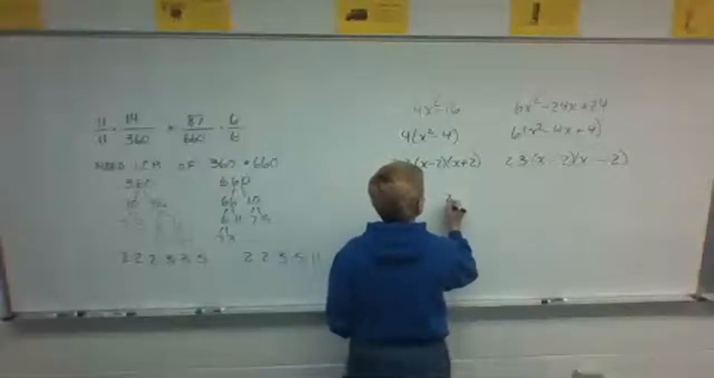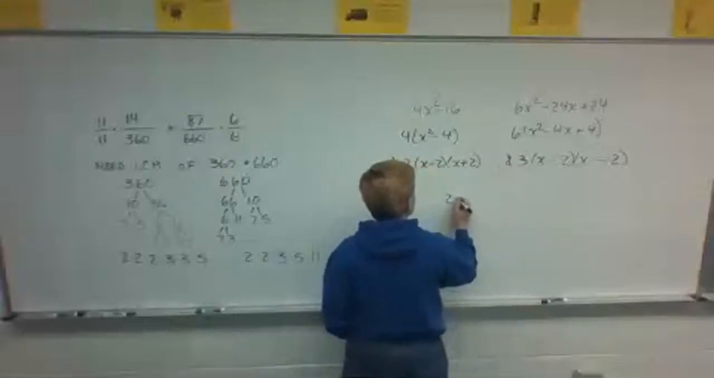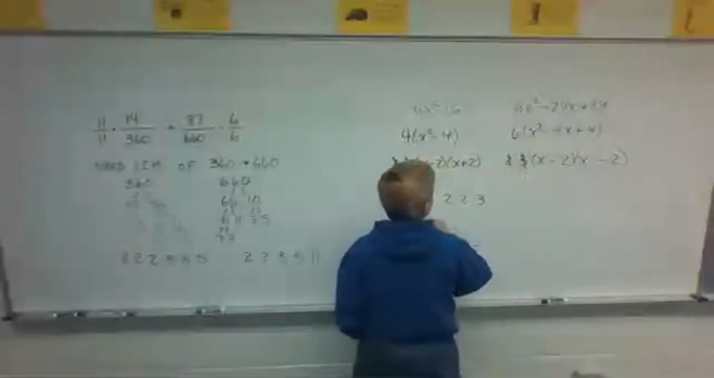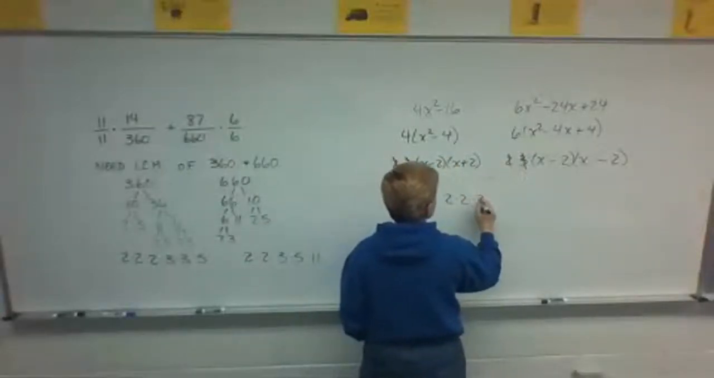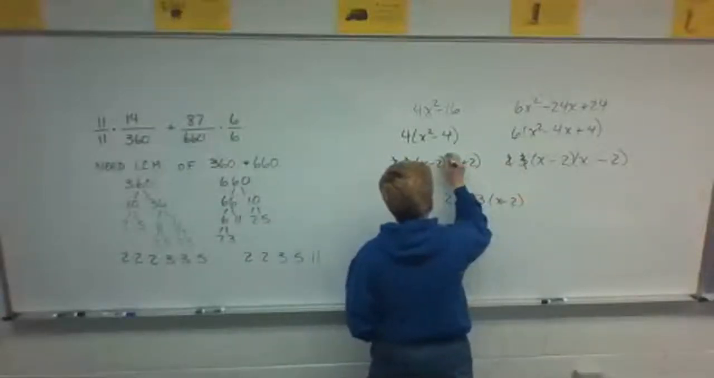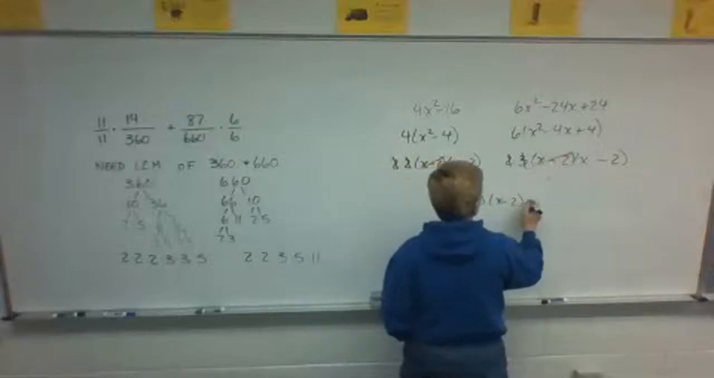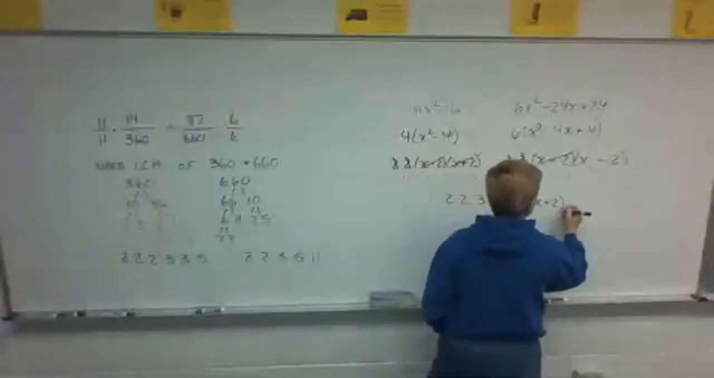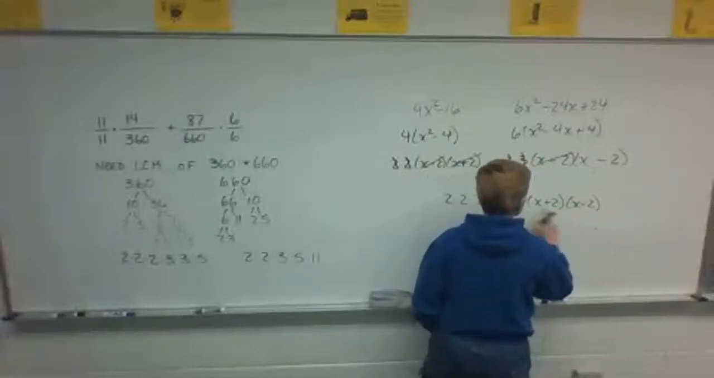I write down a 2. A 2. A 3. That takes care of the numbers. X minus 2. X plus 2. And then x minus 2 is left. So I'm going to need both of those.